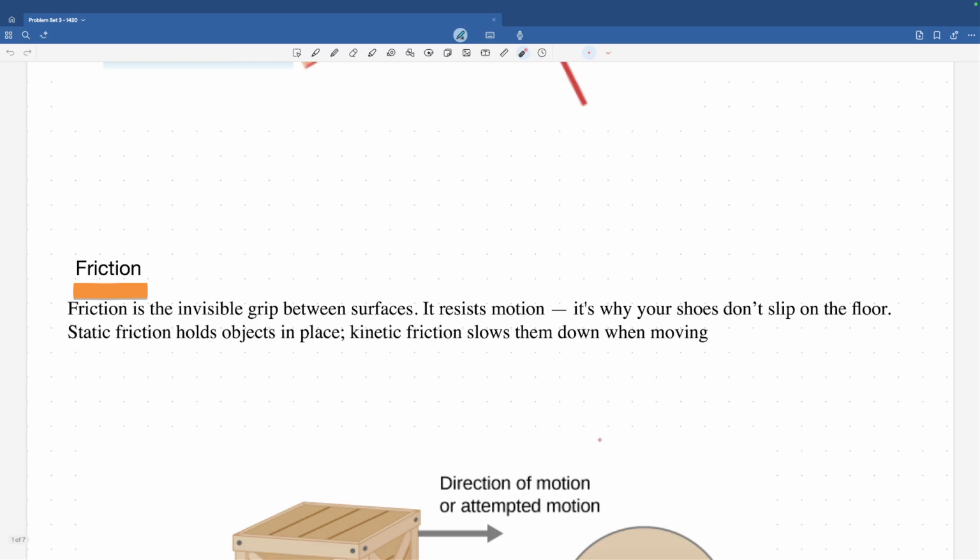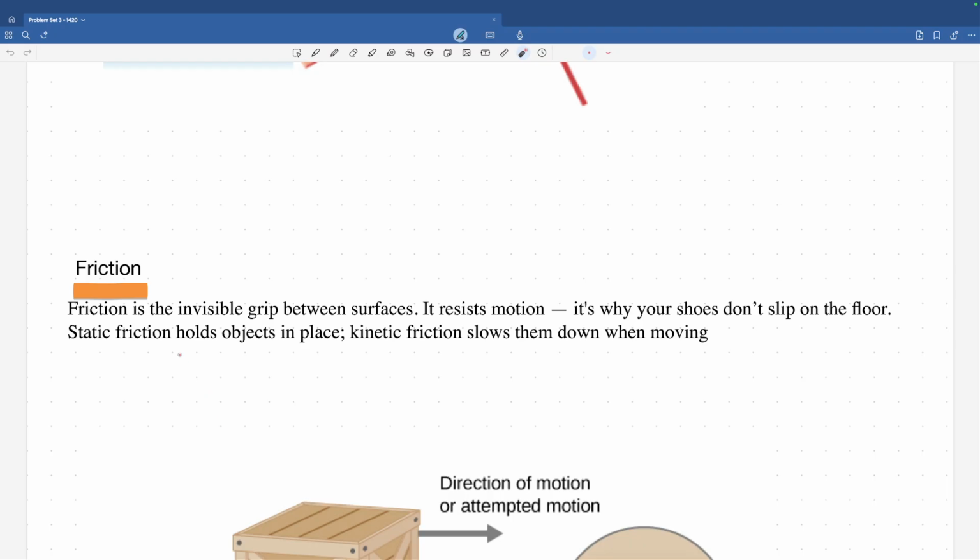Number 2, friction exists everywhere. It resists motion. That's why your shoes don't slip on the floor, except when there is a little water on the floor, and then your shoes begin to slip, showing that friction depends on what type of materials are in contact. And there are 2 types of friction. One is static friction, the other is kinetic friction.